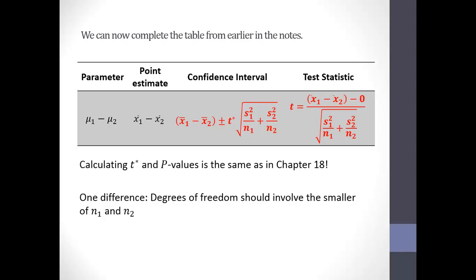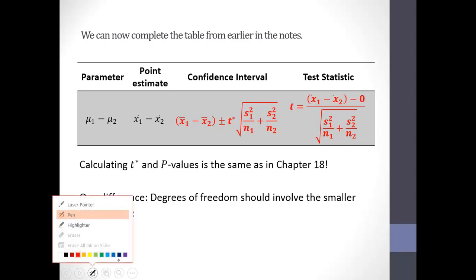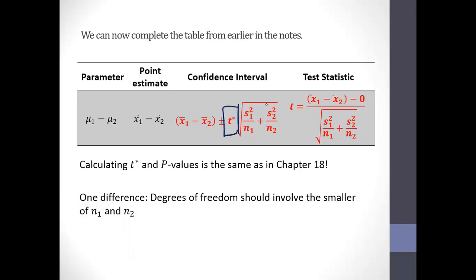Well, we'll get to an example in just a second, but before I do that, just to point out that I have a T star and a T. So that means we're still going to be working with the T distribution. Our critical value is a T, as is our test statistic. So the good news is that when you're calculating T star and p-values, it's going to be exactly the same as what you did in chapter 18.